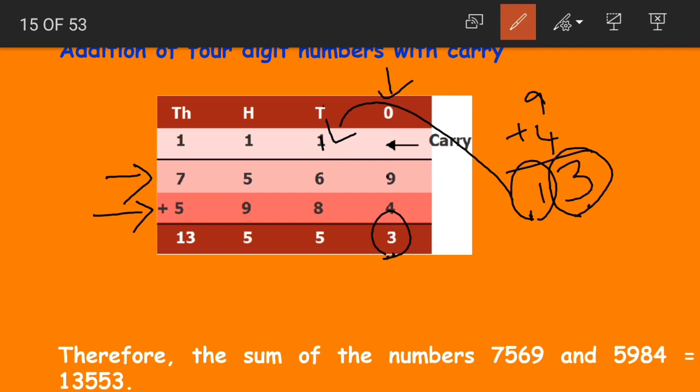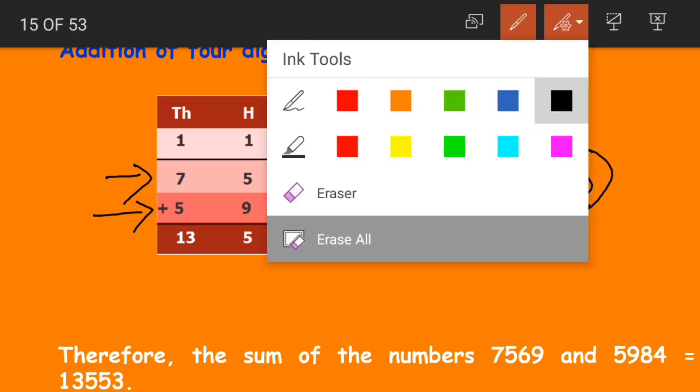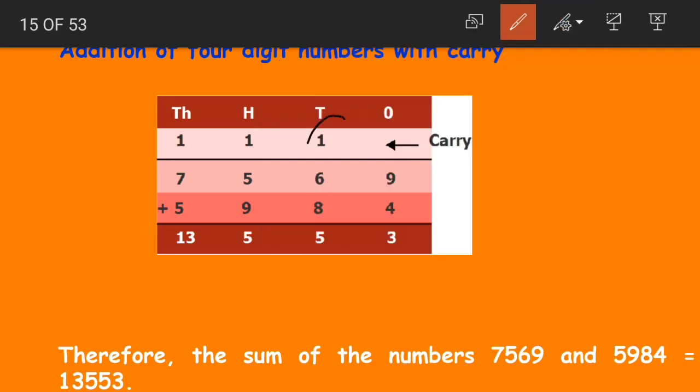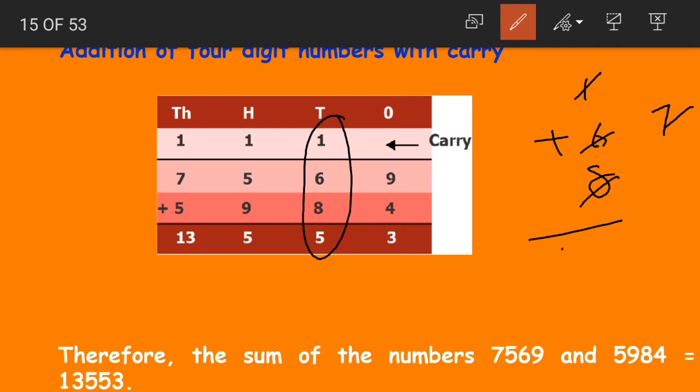Okay, coming to the tens place, we have 1 plus 6 plus 8. Now 1 plus 6 becomes 7, and 7 plus 8 becomes what, children? 7 plus 8? 15. Now when we have 15 here, again the digit in ones place is 5. So we write 5 here, and the extra digit which is in the tens place will carry it to the next digits which are in the hundreds place value.